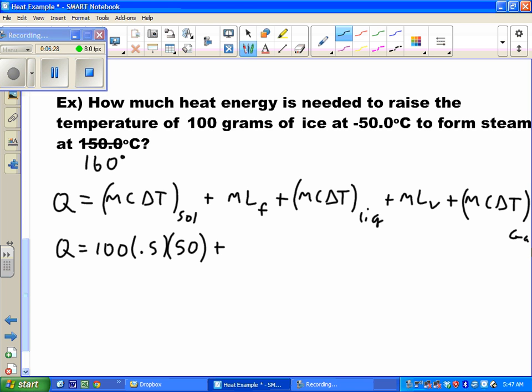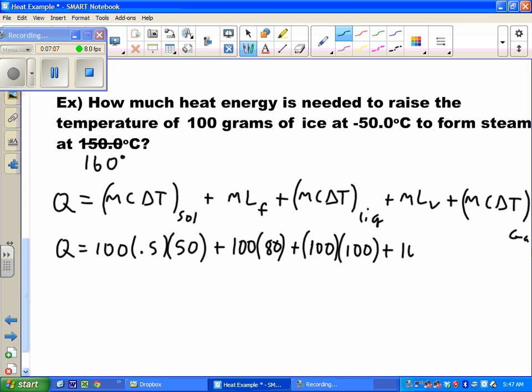The second term, we have a mass of 100. We need L_F. That is a constant. For water, it's just 80. Plus, now we're heating up the liquid. We're heating up the water. So we have 100. Specific heat C of water is 1. I'm not going to write that down. But we do have ΔT, the change of temperature of the water. Because we're going all the way to steam, we're starting at 0 degrees and going all the way to 100 degrees. That is how far the temperature is changing through the liquid. So we have 100 degrees.